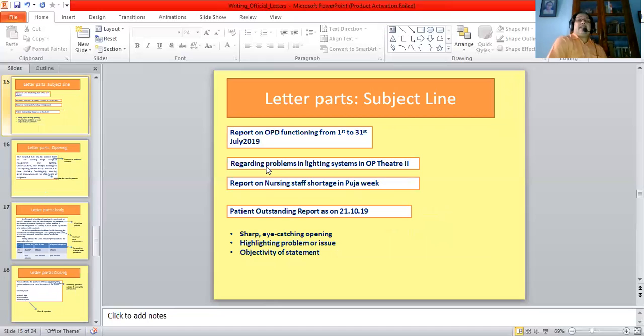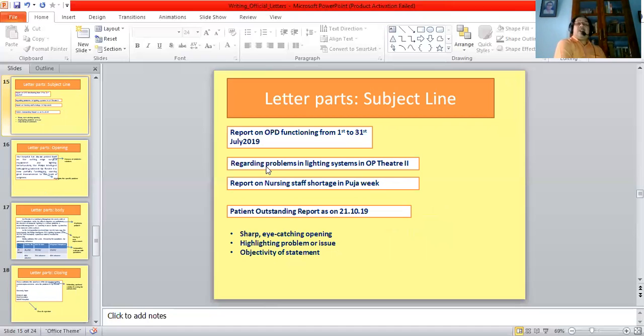Now, the sample letter, the subject line. Let's look at a few subject lines to see what they are like. Report on OPD functioning from 1st to 31st July 2019. Regarding problems in the lighting system in Operation Theatre Number 2. Report on the nursing staff shortage in Puja week. Patient outstanding report as on 21/10/2019.